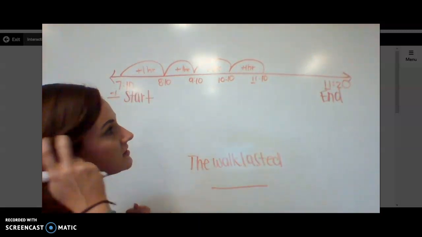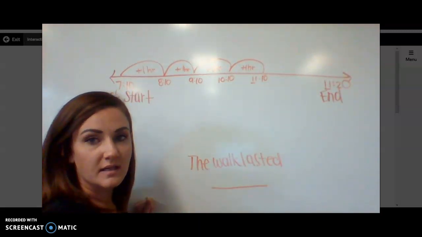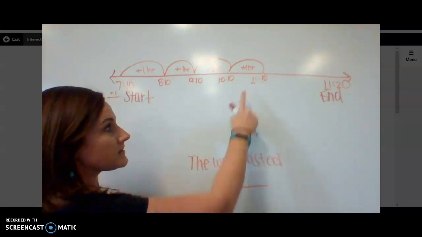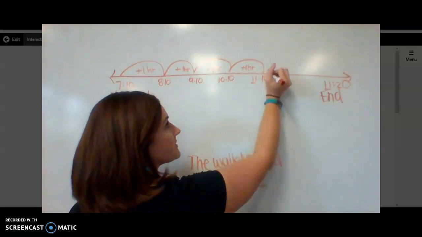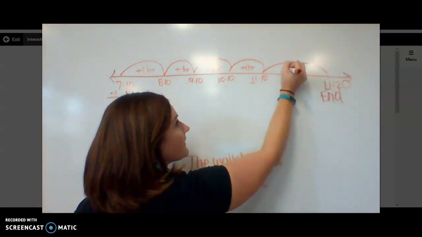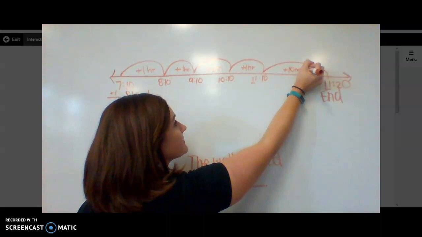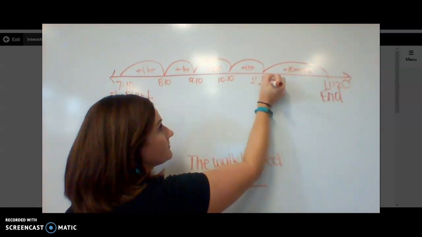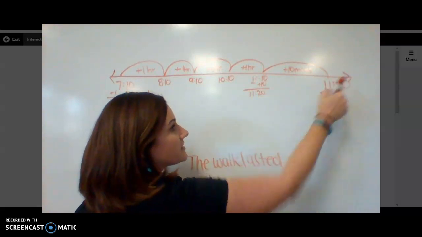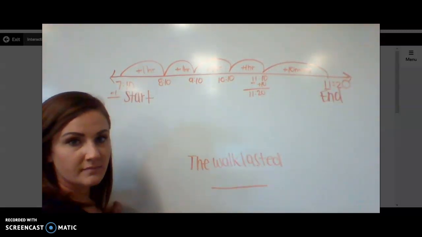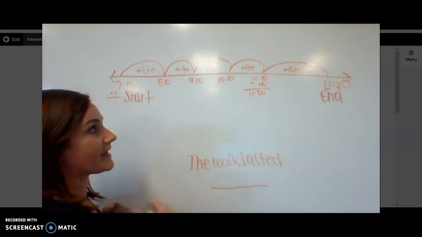Now I want to get to 11:20. So now let's start with counting our minutes. So I know I'm going to then add on to my 10 minutes. So if I add 10 minutes, that would give me 11:20, which is your end time. Now remember, you're not finished yet. Now we have to add these up.